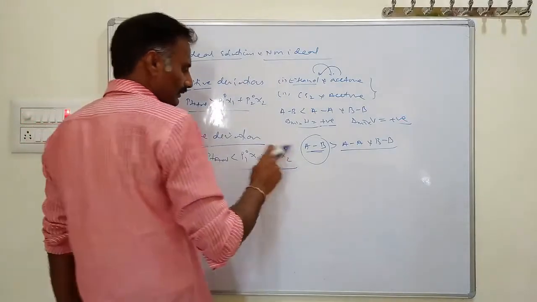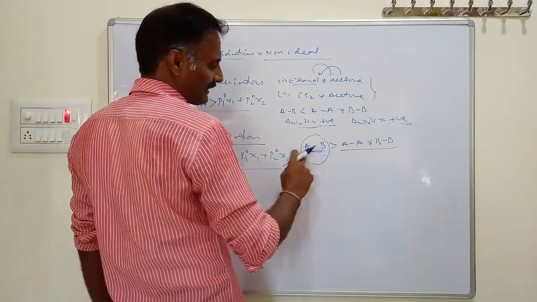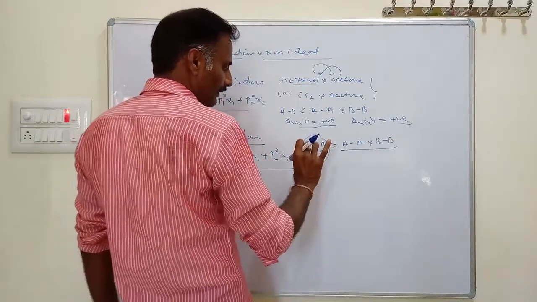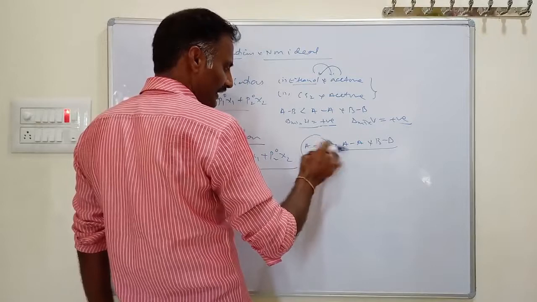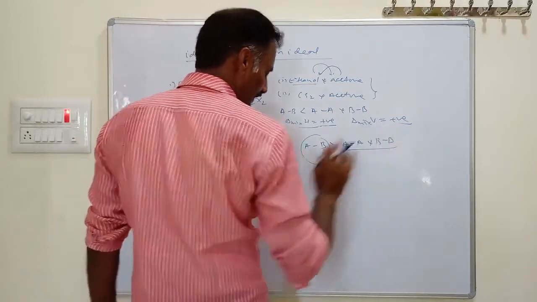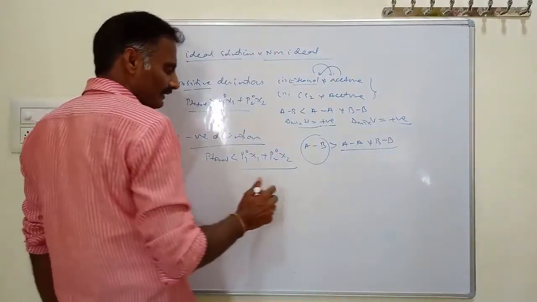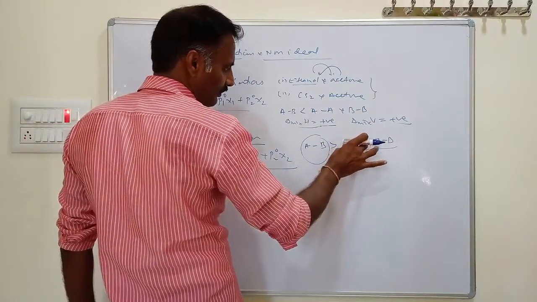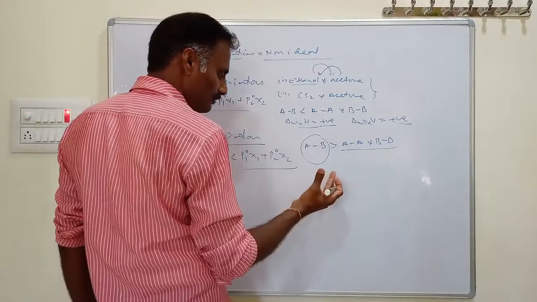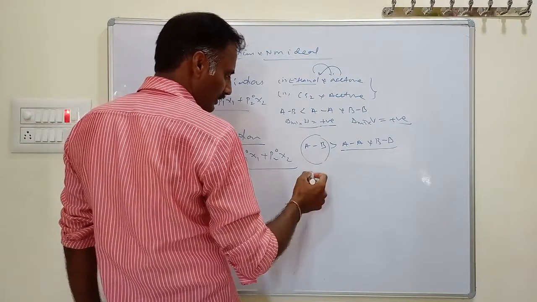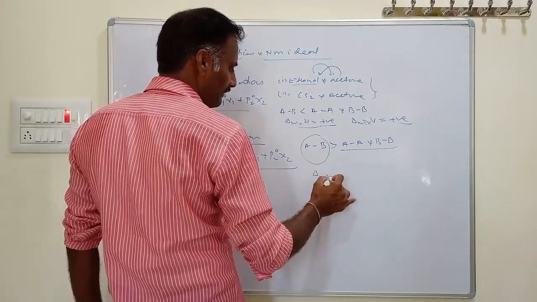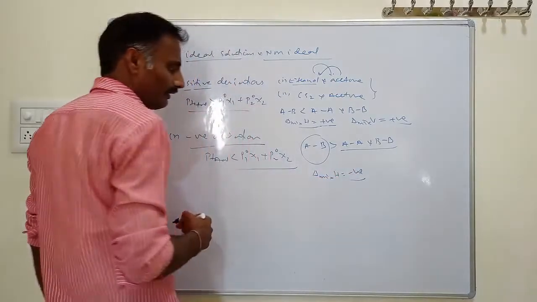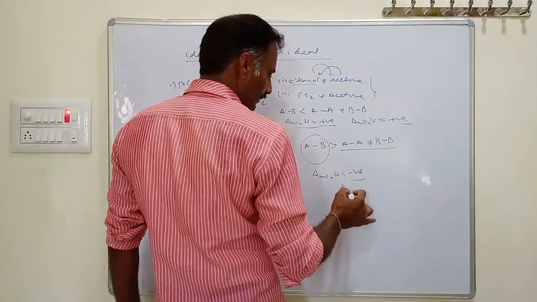But in negative deviations, AB interactions are greater than AA and BB interactions. That is, the attraction between solute and solvent is greater when compared to solute-solute and solvent-solvent. In this case, what happens? When the solute-solvent interaction is more than solute-solute and solvent-solvent, the molecules come closer. When molecules come closer, heat is liberated. That's why delta H mixing is negative. Here heat is liberated. This is exothermic in nature.